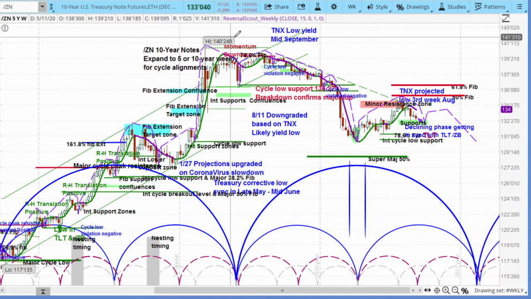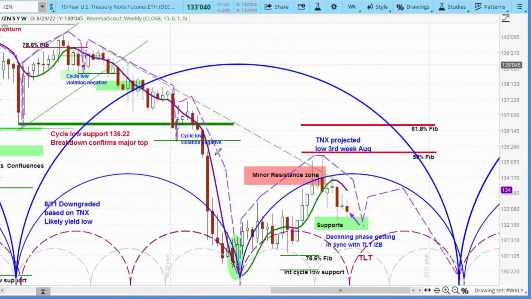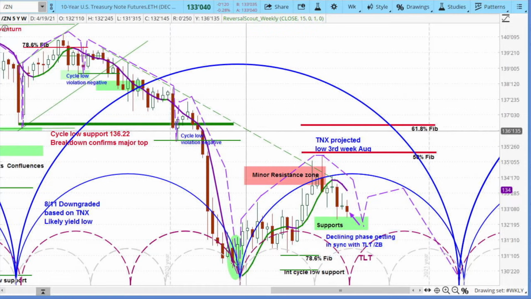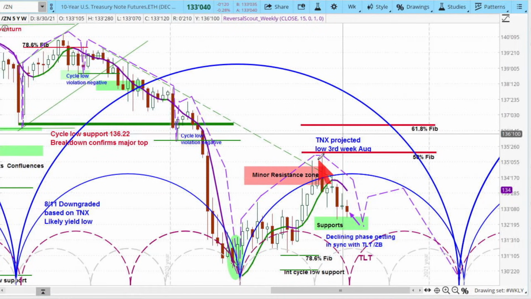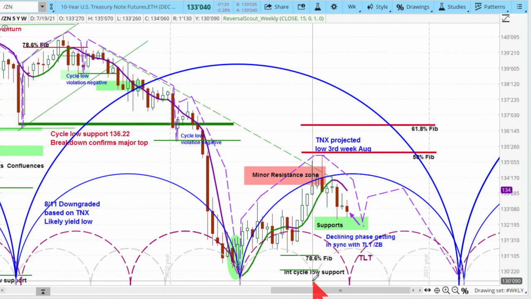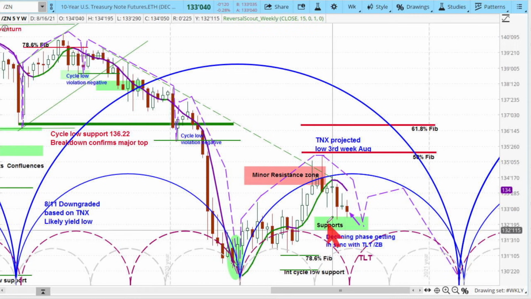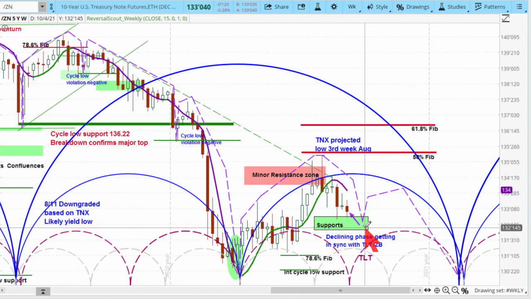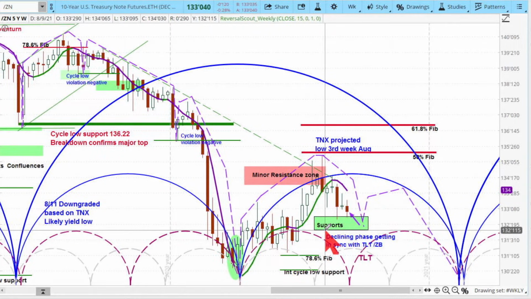Let's see if I can blow that up for you a little bit in there. So it broke below the level that confirmed the major top. Here you have this cycle right in here, which is the TLT and the ZBs. And there's a little shorter cycle here that the ZNs were following, but now they're in line with the longer term further out the curve. And here's your support area.